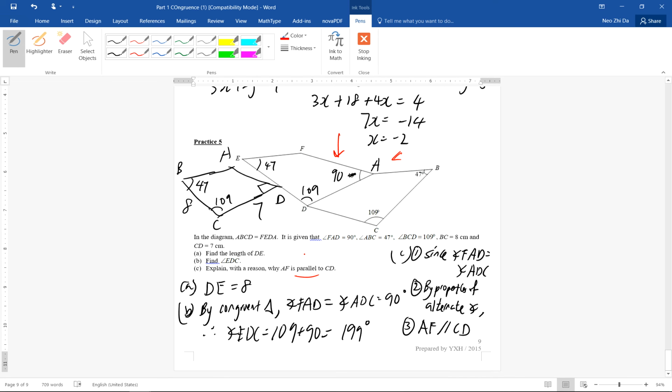Over here, from the congruent triangles, you know that this angle and this angle are the same. Number 1, since they are the same. Number 2, by properties of alternate angles. Number 3, this line is parallel to this one. Can? Alright, now take out your similarity worksheet.